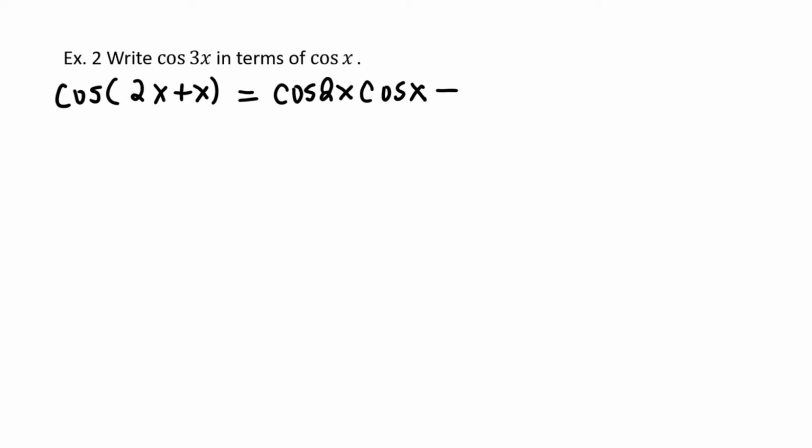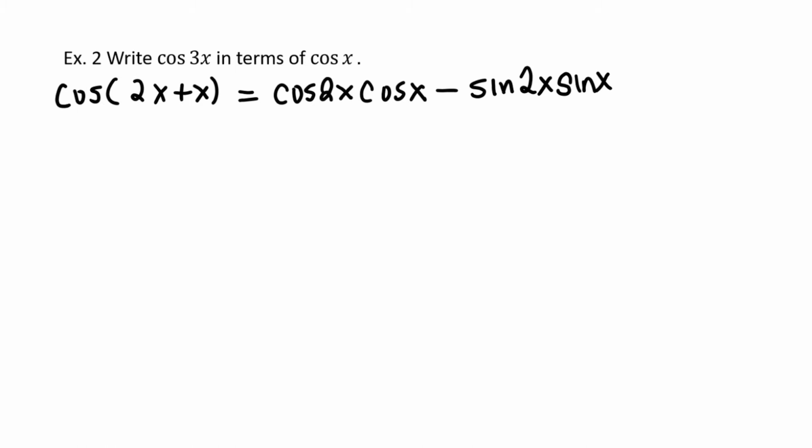Write cosine 3x in terms of cosine x. We have a cosine 2x formula. We don't have a cosine 3x, so we're going to have to combine some things. The first thing that I'd like to do is separate the 3x into 2x plus x. Now we have the addition formula that can be used for cosine, and in so doing, we can write this as cosine of 2x times cosine of x minus sine 2x sine of x.